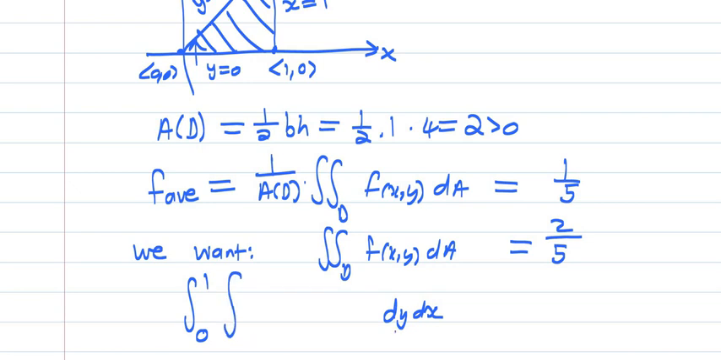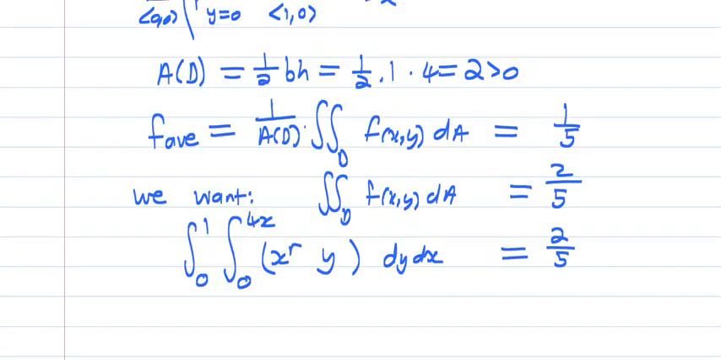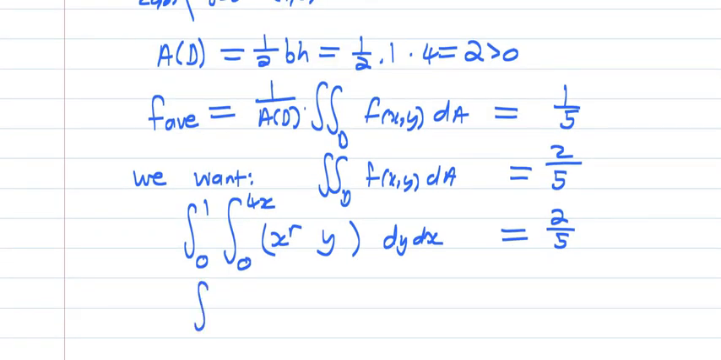Then I'm going to start on the x-axis, that's when y is 0, and I'm going to end on the line y is equal to 4x. So the top bound has got to be 4x, and the function is x to the r y. And we want this to be 2 over 5. And now we continue. Now we just do the maths.